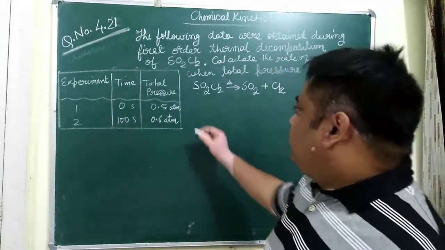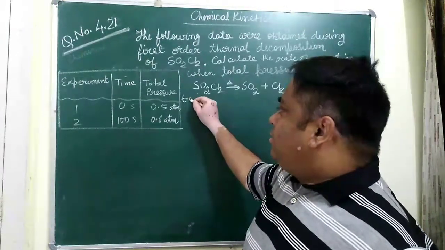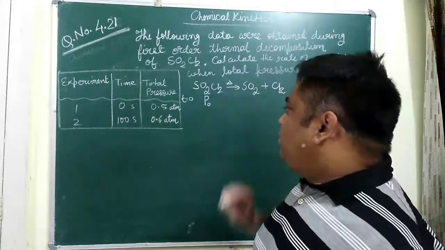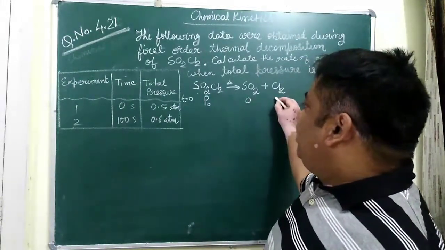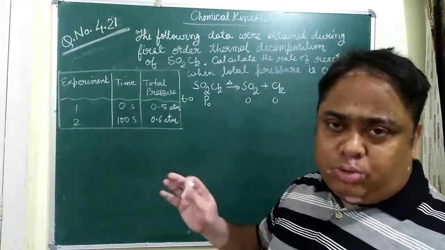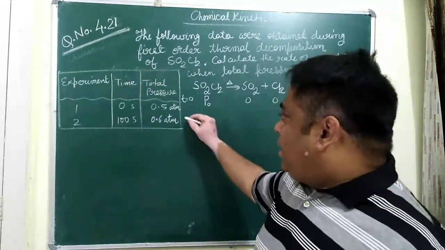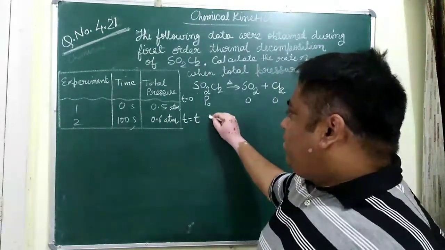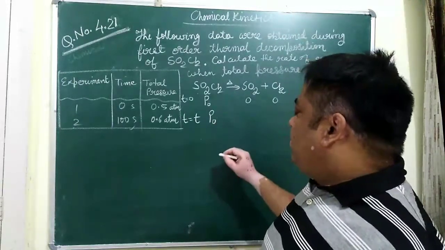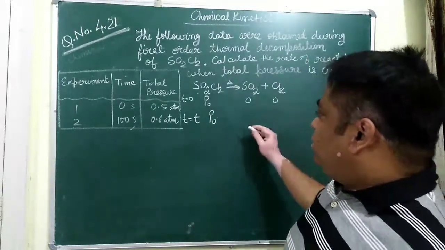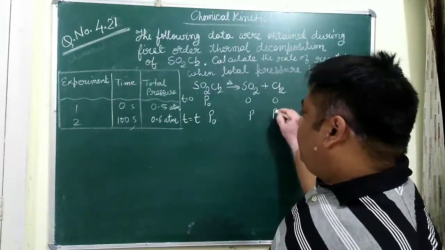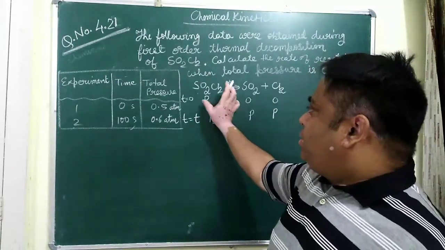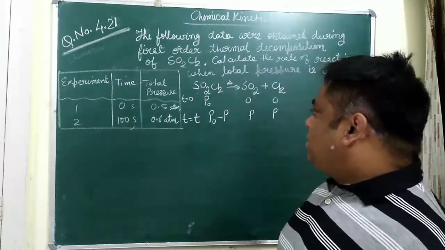Similarly, at time 0 seconds, the initial pressure of SO2Cl2 was P0, and no pressure was contributed by SO2 and Cl2 because they were not produced at all. But at time t, any time, say some amount of pressure P came out from the initial pressure. So the contribution of the products will be P and P. If P decreases from the reactant, then P increases for each product.